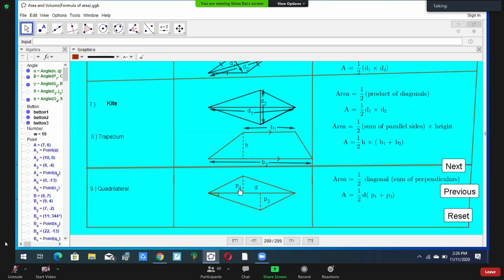You look, P1 means first perpendicular, this is the second perpendicular. In place of P1 you can write P2, and in place of P2 you can write P1 also. Interchanging the perpendiculars doesn't make a difference in the result. Okay, sir, is it clear?